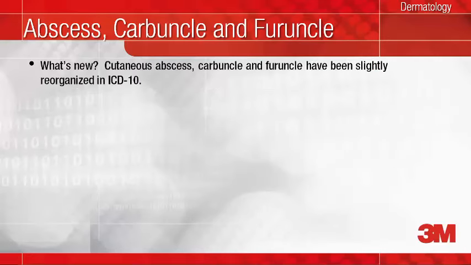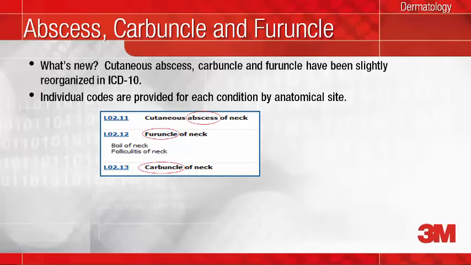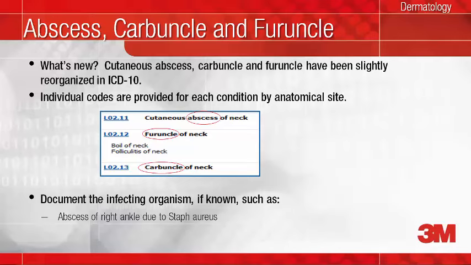The only thing new in ICD-10 for the diagnosis of cutaneous abscess, carbuncle, and furuncle is that they have been slightly reorganized, if you will, from ICD-9. Individual codes are provided for each condition by anatomical site. On screen, you will see the individual codes for an abscess, furuncle, and carbuncle of the neck. Documentation of the infecting organism remains unchanged from ICD-9. You should continue to document the organism if known, such as abscess of right ankle due to Staph aureus.